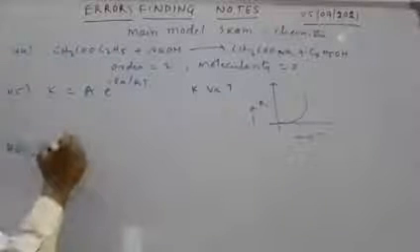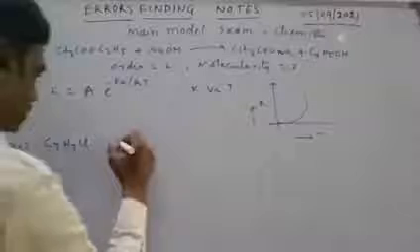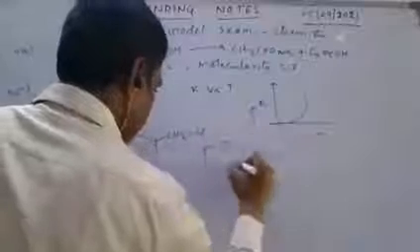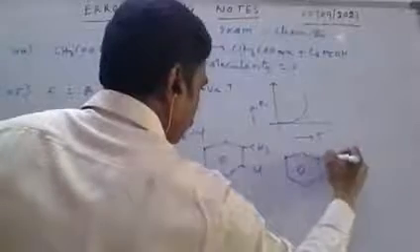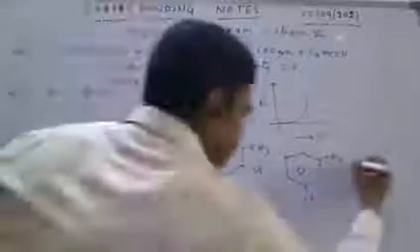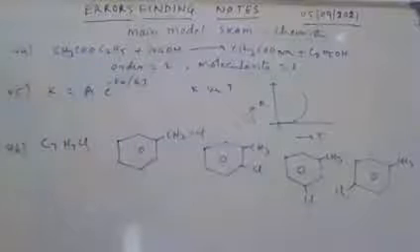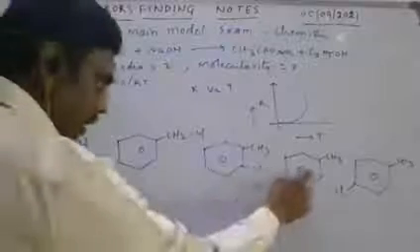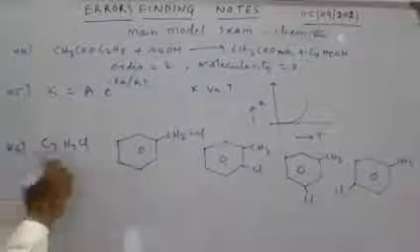Question number 46, C7H7Cl. Here benzenoid aromatic structures. Look at the possible structures: benzyl chloride, orthochlorotoluene, metachlorotoluene, parachlorotoluene. These are the 4 possibilities. 1,2 ortho, 1,3 meta, 1,4 para. Integer value 4.